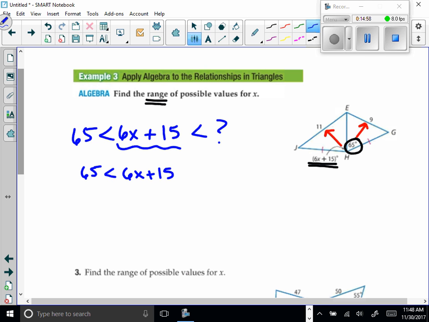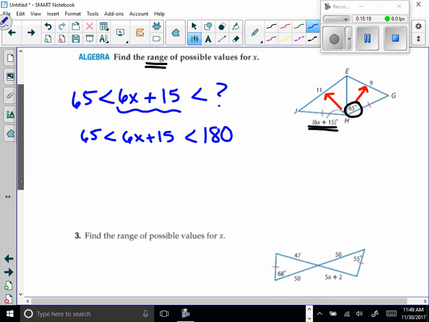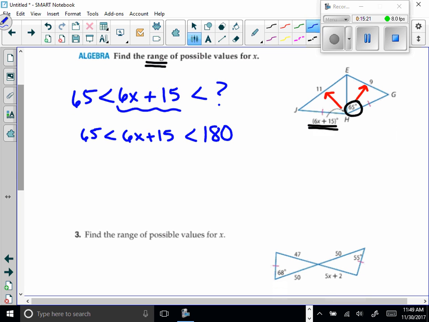6x plus 15 is an angle of a triangle. And so we know that the angles of a triangle add up to 180, which means that we can't have any angles that are 180 or greater. So at the most, it has to be less than 180 degrees in order to have an angle in a triangle. So that's what I'm going to set my limit to. There's no way that that angle can be 180 degrees or more.